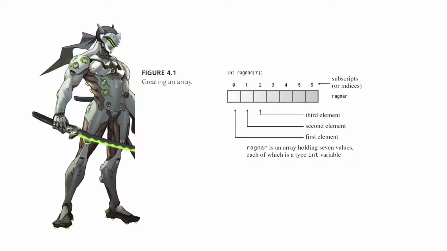This is what an array looks like to C++. It looks like an inventory item, like the inventory manager in Diablo. You can imagine this is an inventory that has 7 slots in it. Each one of these slots is holding one value. And so this is the declaration of an array, which is int Ragnar 7.